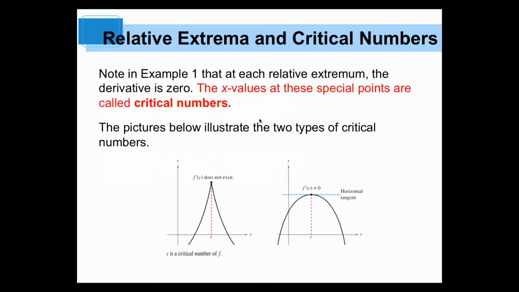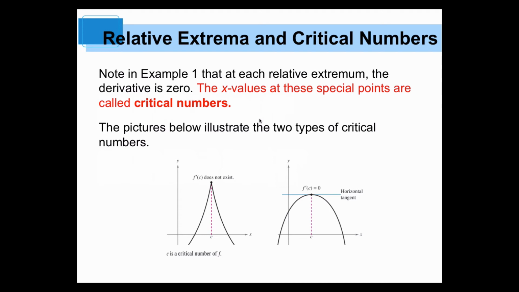So all three of those are critical numbers. And we're going to practice that in a second. Two scenarios. Horizontal tangent line, we did that already. Or where the derivative does not exist. That's called a cusp or a corner. Those are going to be things where it gets weird. So we're going to want to find those points.